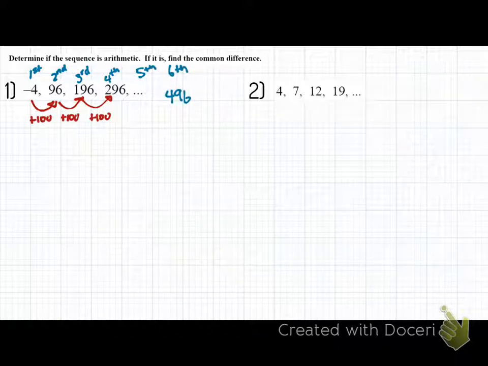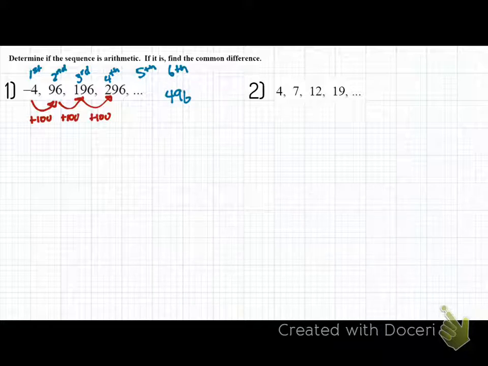And I could predict, what if I just wanted the sixth term? You could say it's 496, right? So this is an arithmetic sequence because it goes up by the same difference every time, going up by 100, right? And you can make a prediction because there's this pattern. We know that the sixth term is 496.